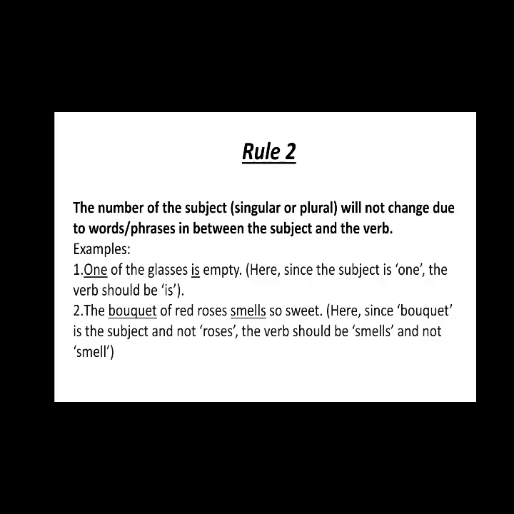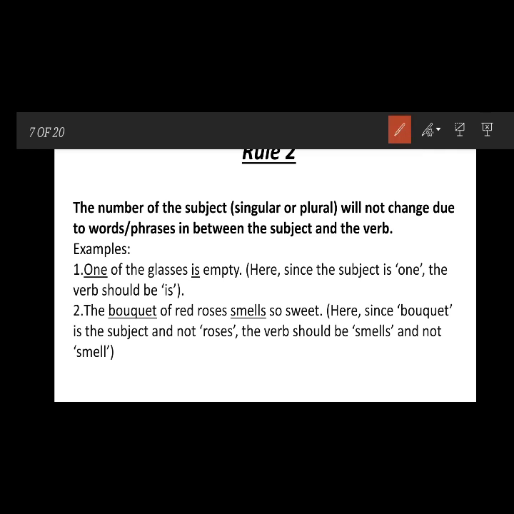The second rule is that the number of the subject will not change due to words or phrases in between the subject and the verb. It means the number of the subject should not change according to the words between the subject and the verb. For example, one of the glasses is empty. We are not considering the glasses, because this is a word between the subject and the verb. It's not our subject. The subject is one, which means we are talking about one. So here it means singular, and the verb should be is, singular.